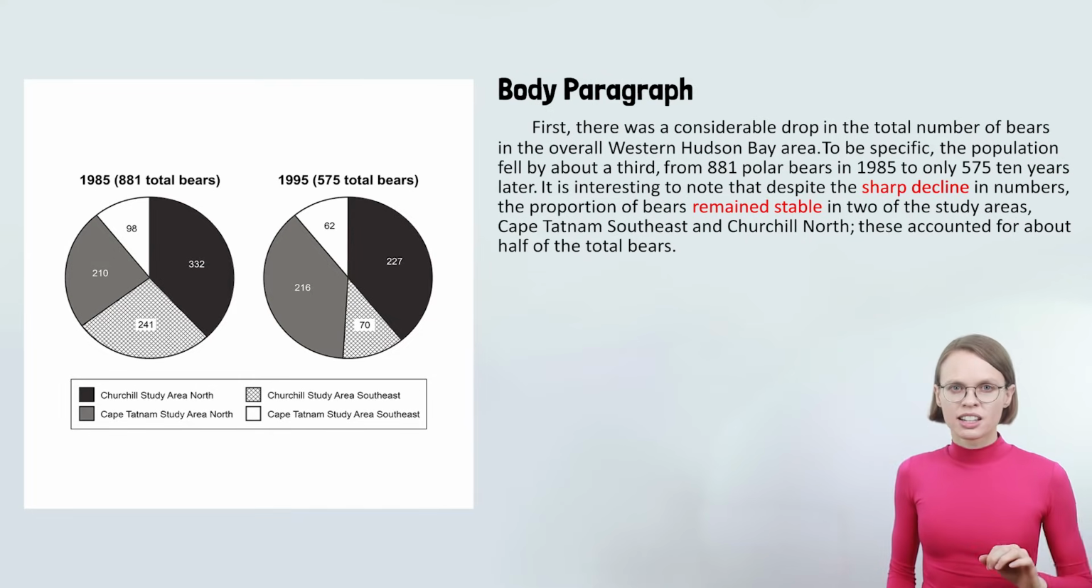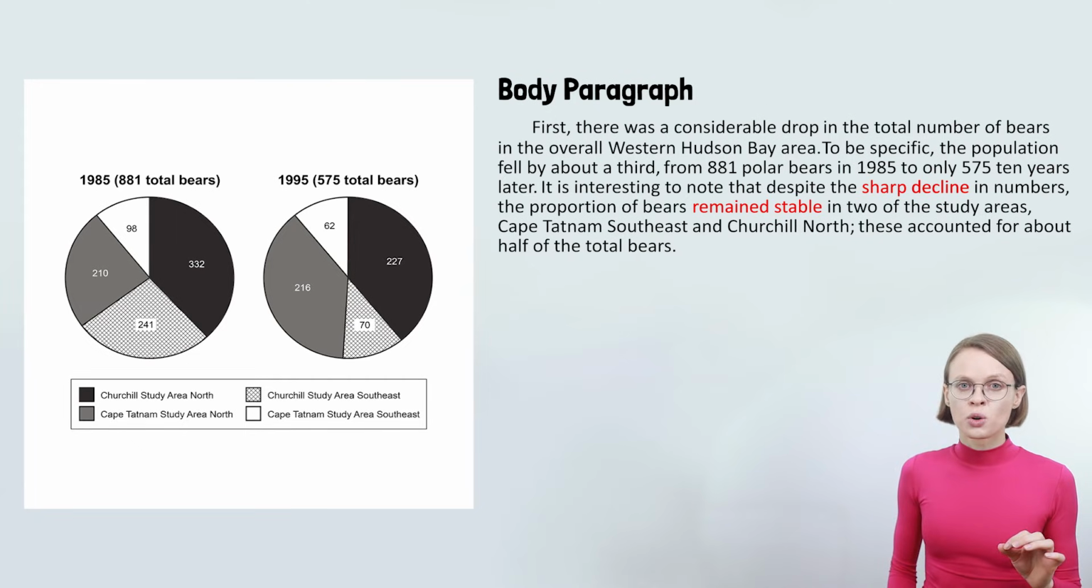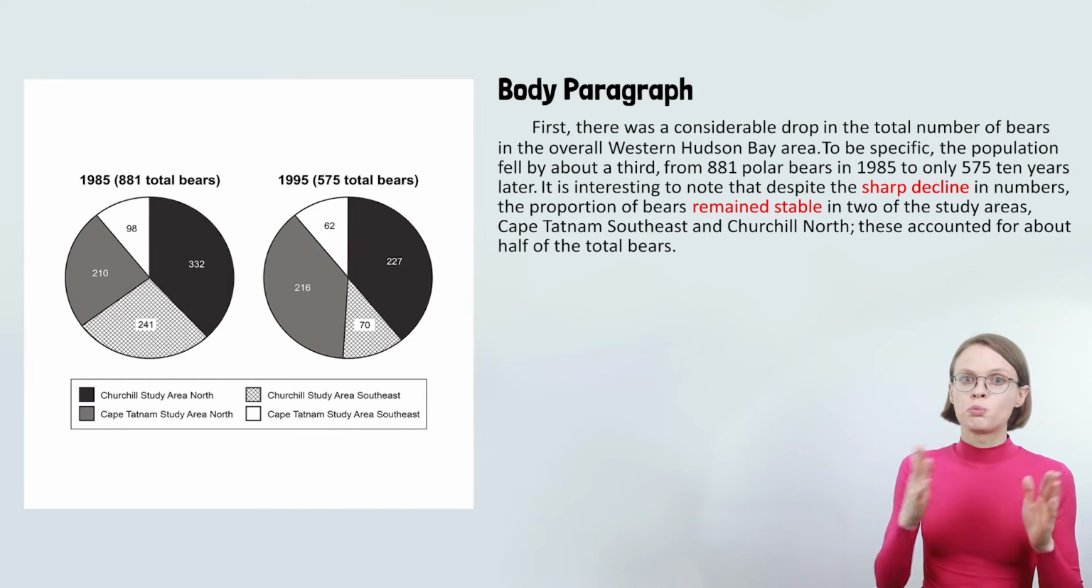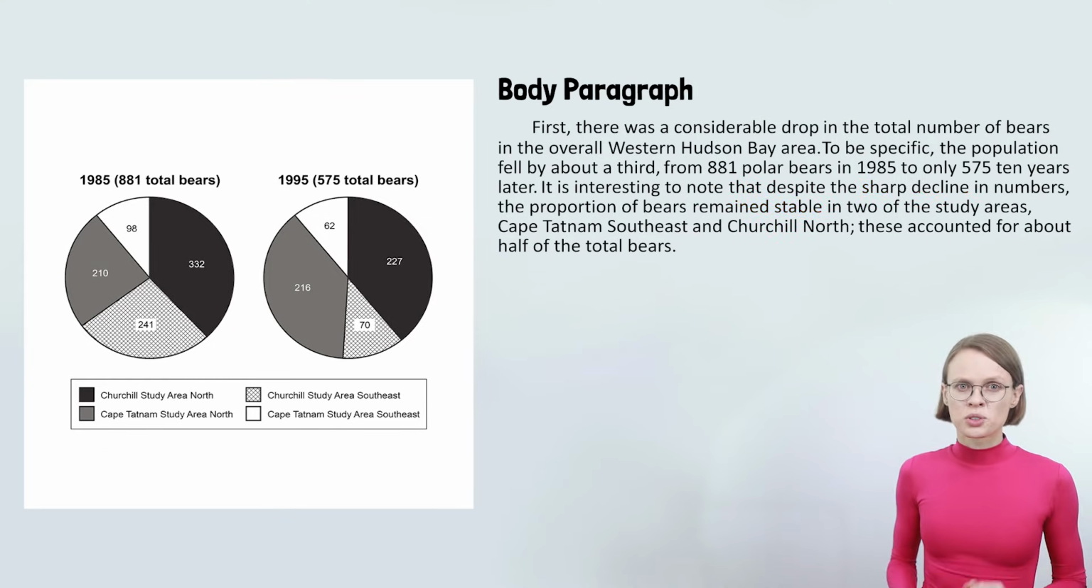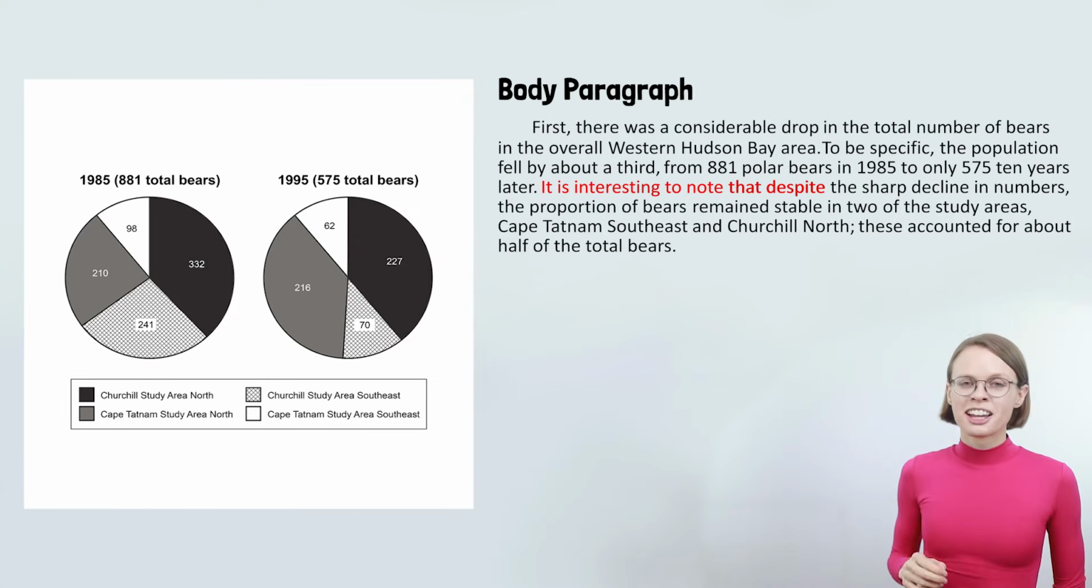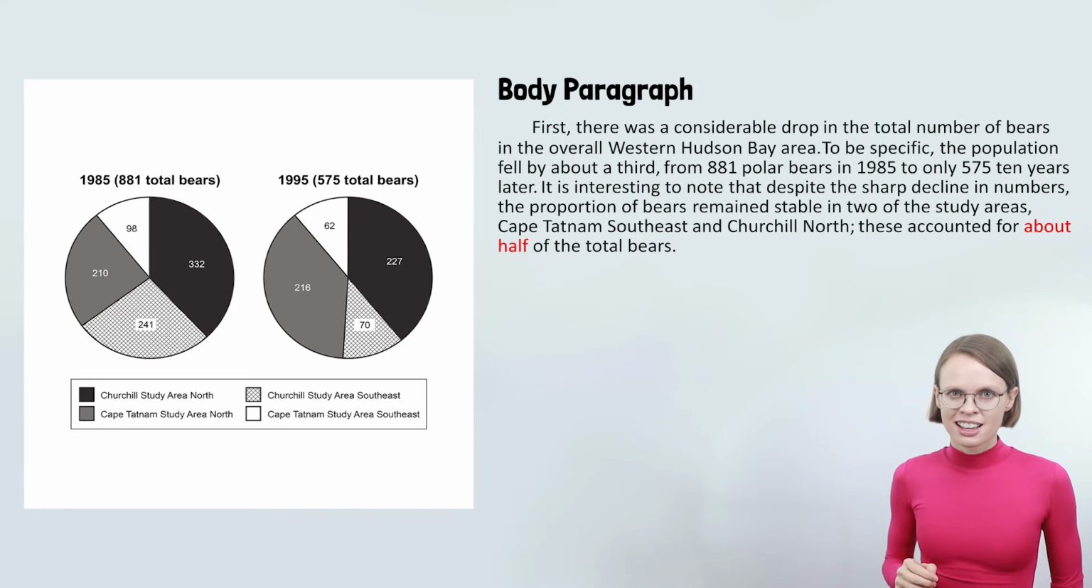I wanted a good linking word for this sentence to show that the following information is rather different from what I've been talking about before, but it isn't a contrast. Therefore, I used "it is interesting to note that despite" to show that even though this one thing happened, something else occurred. Moreover, I wanted to show that these two study areas were about half of the total bears, but didn't really want to add an extra sentence. I want to focus more on the changing populations in the other two areas.